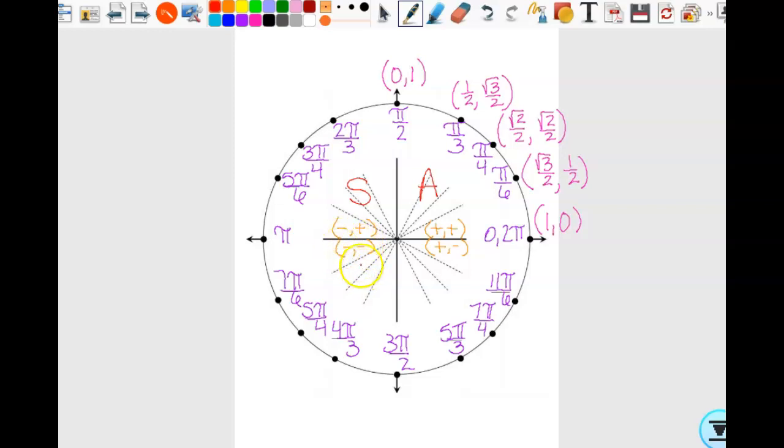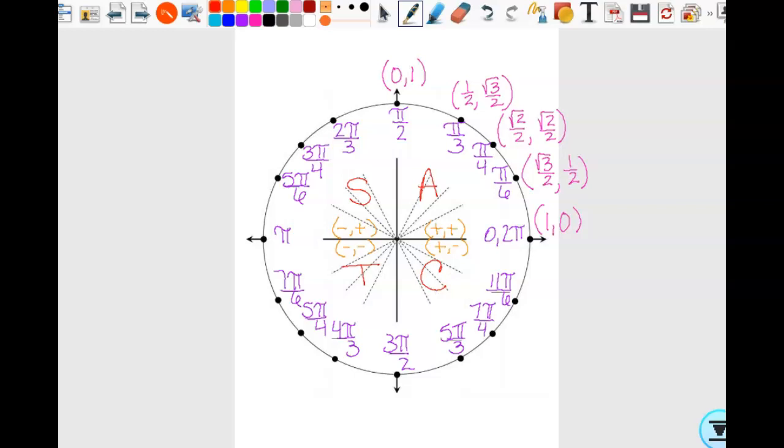Positive, because I'd put negative over negative. Here, fourth quadrant, cosine's positive, sine is negative. What about tangent? Negative. So the only thing that's positive here is cosine. That's important to know. In the second quadrant, sine's the only positive one.